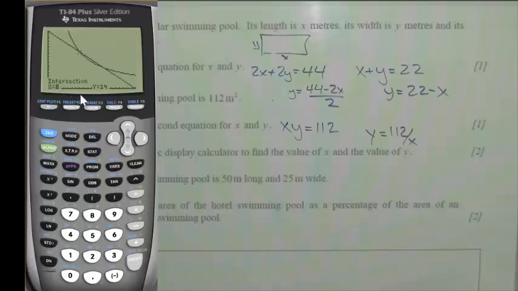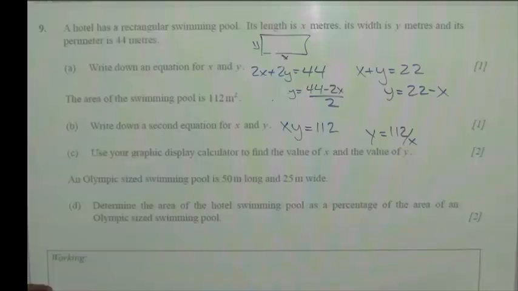They tell me x is 8, y is 14, so there's one set of dimensions to the rectangle, and I'll repeat this process one more time. Again, move the cursor close to the intersection, let the calculator do the rest. And again, I get the same two pair of numbers because again it's a dimension, so length times width, or width times length, is both 8 by 14.